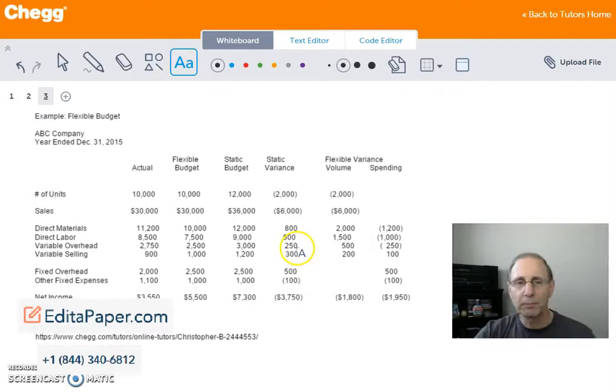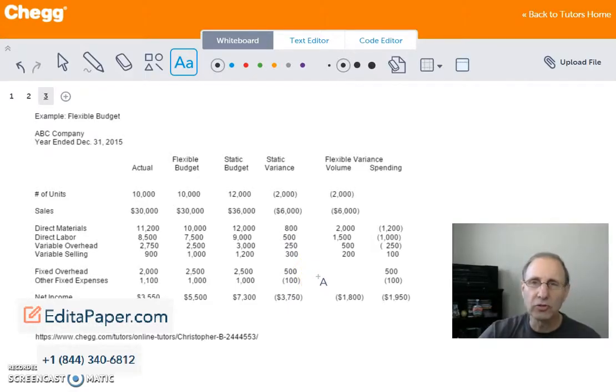Now, the question is, what caused the variances? As we can see, we were down in unit volume by 2,000 units. So obviously, right off the top, we have some type of volume variance. But what we want to look at as a management team is, how did we perform spending-wise given the lower level of activity? Were we able to control our variable costs in the same proportion that we had originally budgeted?